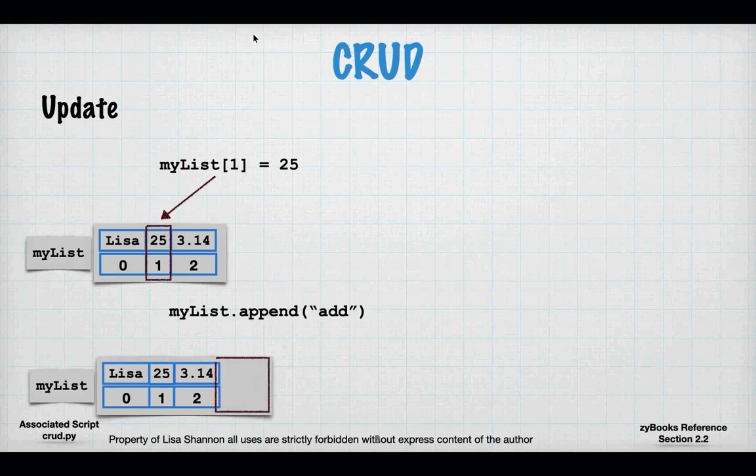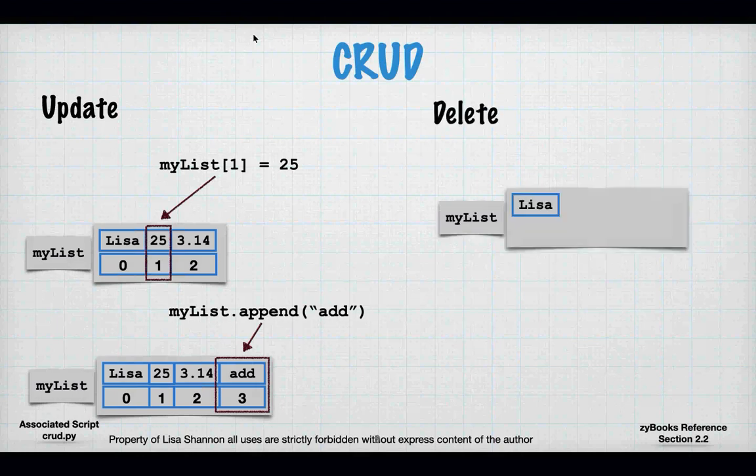And I can also append to the list. I can add things. There's actually a lot of different functions that you can use for a list, and append is just one of them. Append will add an element to the end of the list. And in this case, I'm adding an element whose name is a string add. And what Python will do is it will automatically assign that new element in the list a number. So this actually grows the list by 1.